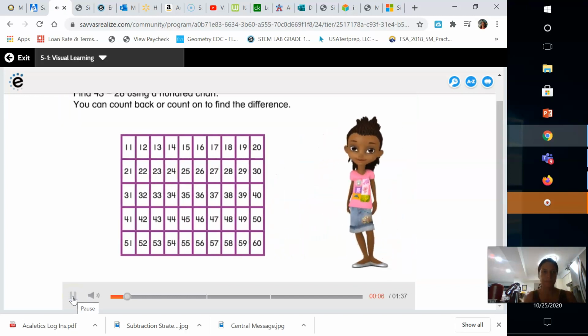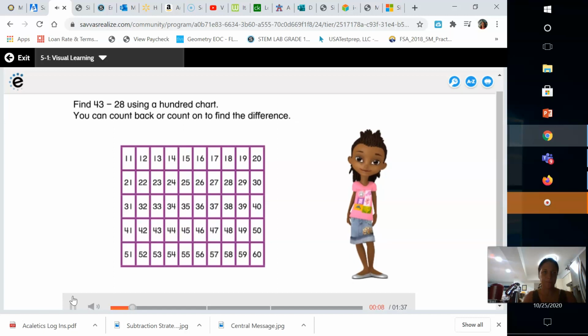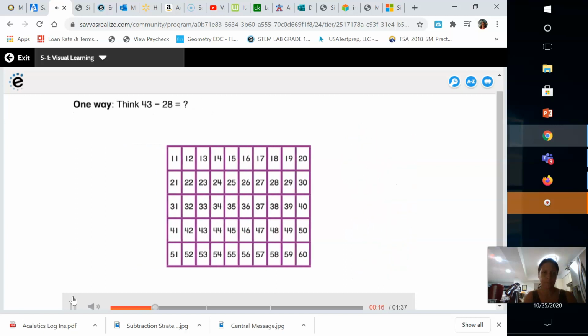Find 43 minus 28 using a 100 chart. You can count back or count on to find the difference. One way. Think 43 minus 28 equals how many? Start at 43. Count back 2 tens. Count back 8 ones. You land on 15. 43 minus 28 equals 15.